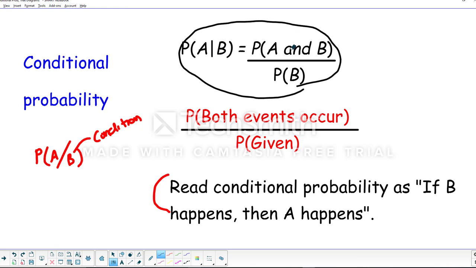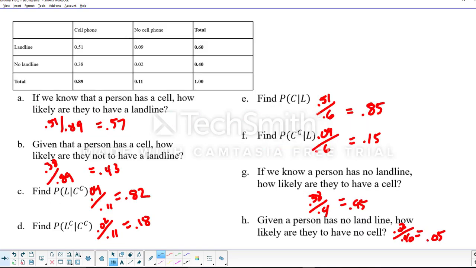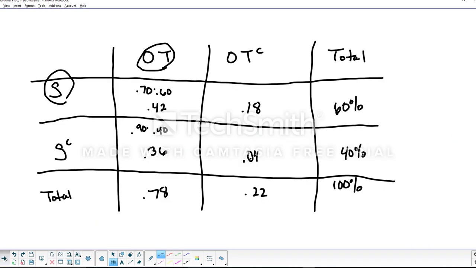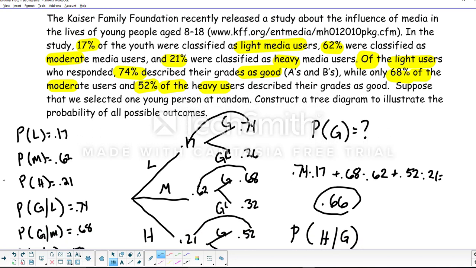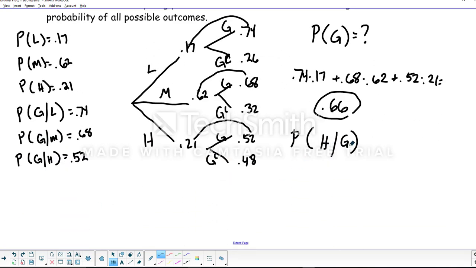Probability of A given B is equal to probability of both divided by the probability of the given. Okay? So when we go back here, what's the probability of both of these events? Probability of H and G occurring divided by the probability of the given, that they had good grades. That's what we want to know. Well, this we just found, right? Probability of G we just found was 0.66. So we know our denominator.